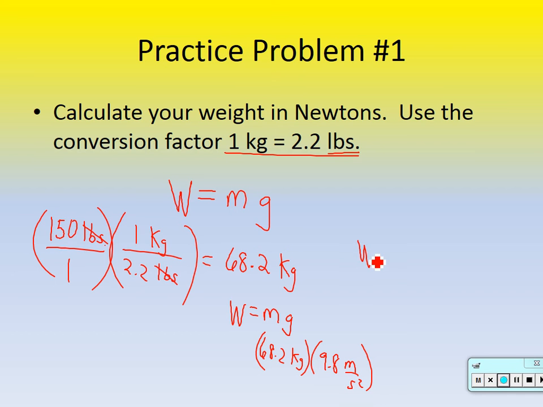So weight, can't weigh negative, is equal to 668.2 what? Newtons. Remember the units? Kilogram meter per second squared. That's what a Newton is.